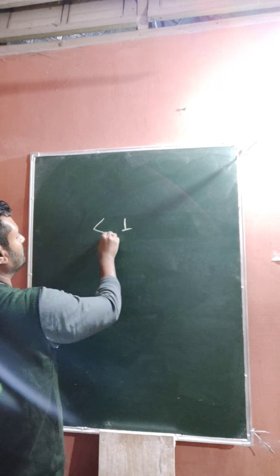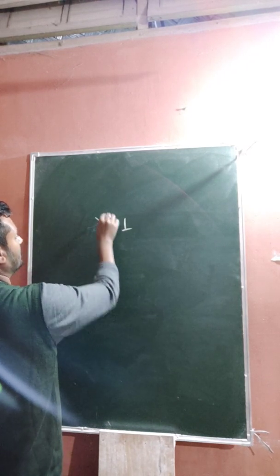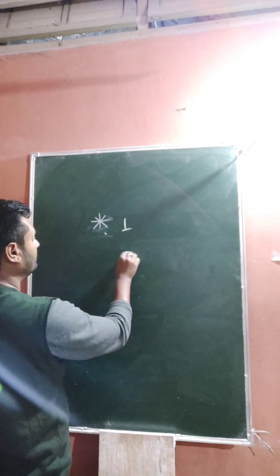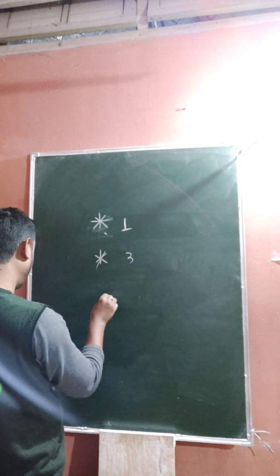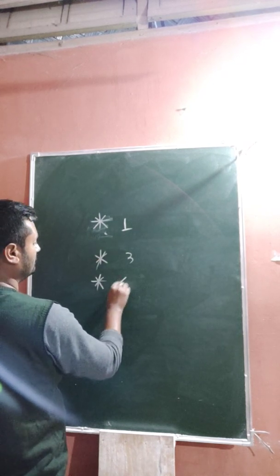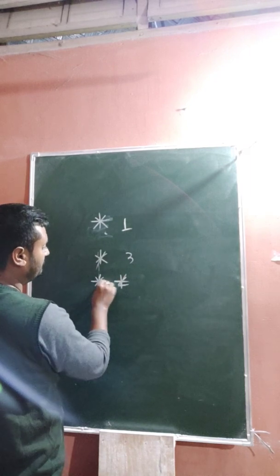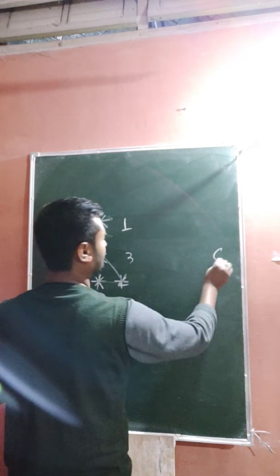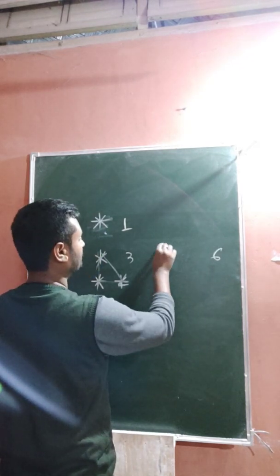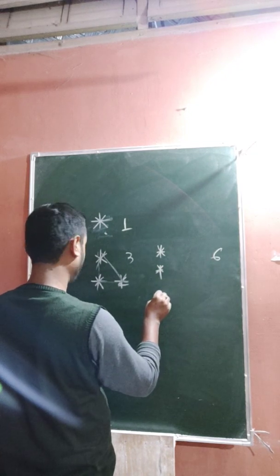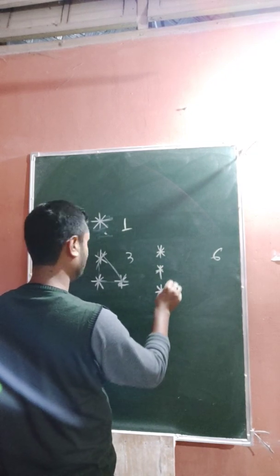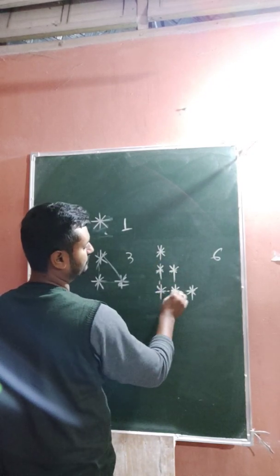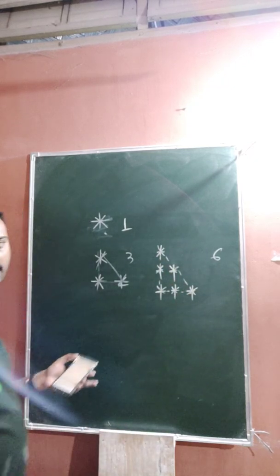Suppose you denote them by stars. Look at this one, suppose the number 3. One star is here, one here, and one here. That means this is forming a triangle. Suppose another, 6: 1, 2, 3, 4, 5, 6. Actually this forms a triangle. So this type of numbers are triangular numbers.